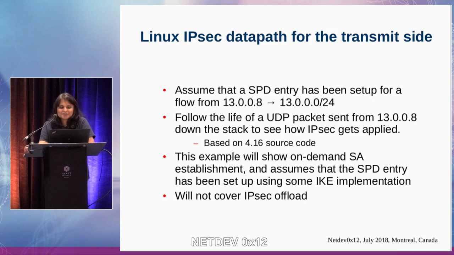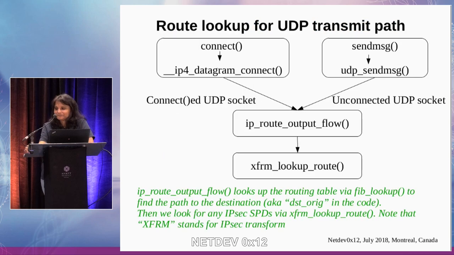So now let's jump into the actual data path. I have an SPD that I've set up for my machine, which has source address 13.8, and I want to do ESP on UDP packets to 13/24. All the code I will describe is based on 4.16, but the principles are the same. If you use some other kernel, you should be able to find your way based on that. The example that I will show will set up a policy, and then we will see an on-demand security association being established. I don't have time to cover IPsec offload, so we're going to skip that for today's talk.